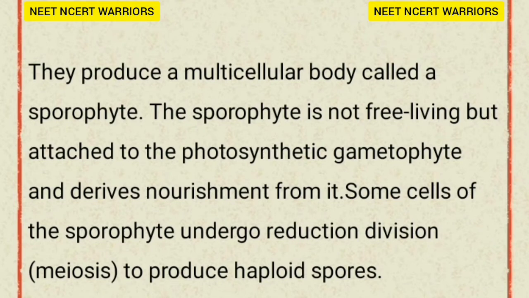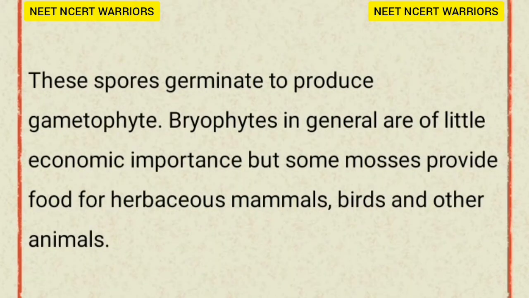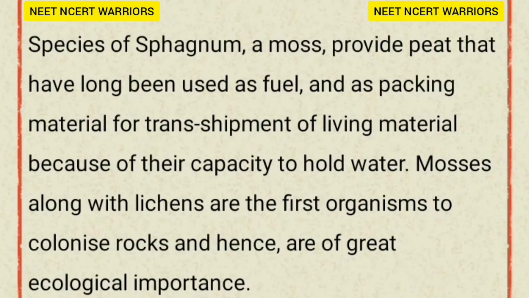Some cells of the sporophyte undergo reduction division, meiosis, to produce haploid spores. These spores germinate to produce gametophyte. Bryophytes in general are of little economic importance, but some mosses provide food for herbaceous mammals, birds and other animals. Species of sphagnum, a moss, provide peat that have long been used as fuel and as packing material for transshipment of living material because of their capacity to hold water.